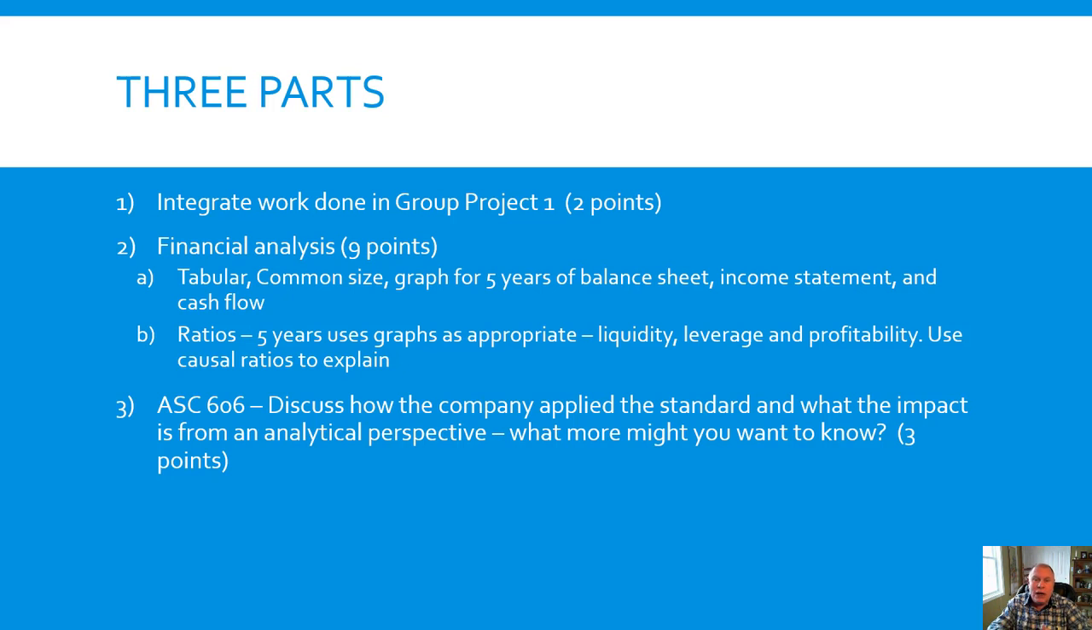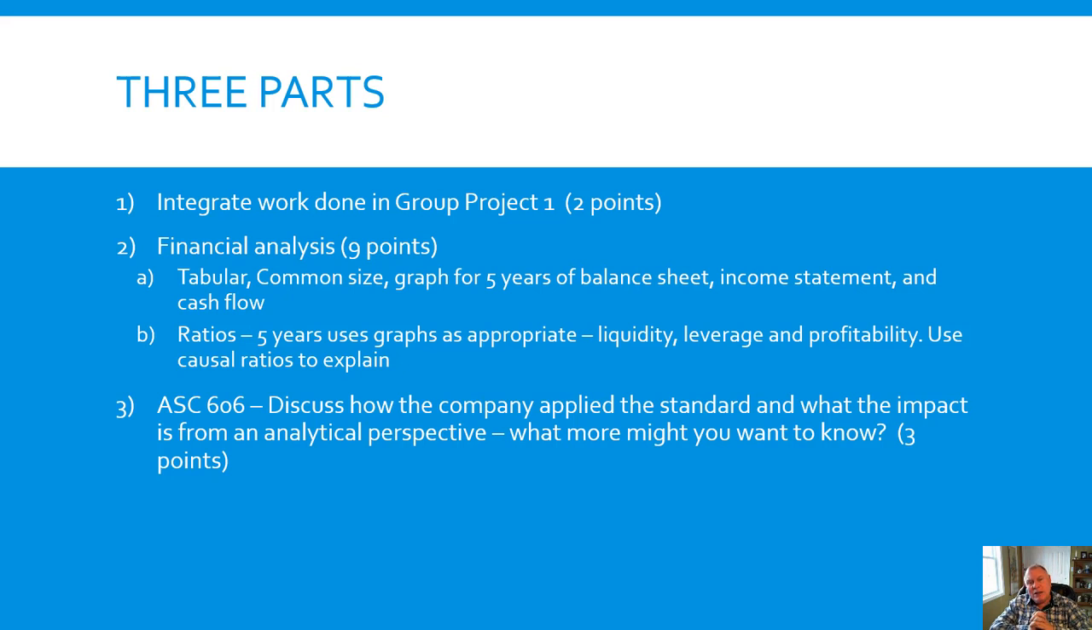You have to decide what's important to have on these summaries. So we need a tabular, common size graph for 5 years for the balance sheet, income statement, and cash flow. So you're going to have to really take a look at what's important. Then take a look through the ratios and use graphs. Show me what they are and identify those that are causal. Focus on liquidity, leverage, and profitability. Those are the ones that I think are very meaningful. And use causal ratios to explain. And that's worth 9 points.